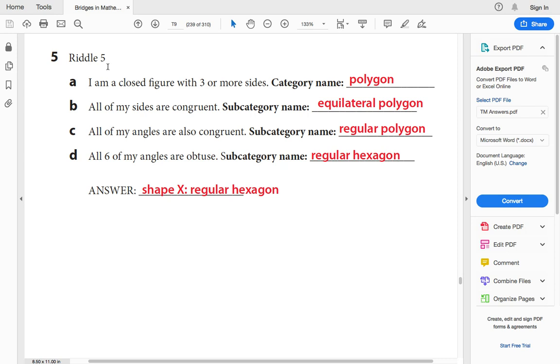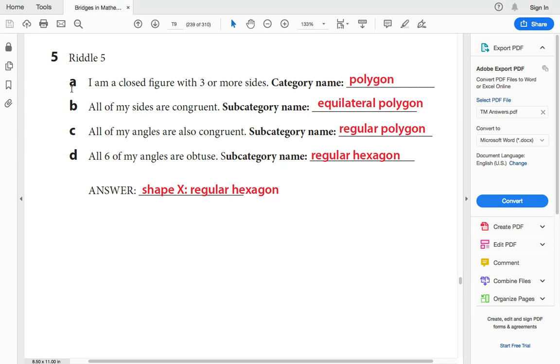and solve these riddles based on what we talked about a week before spring break. So, when you look at this riddle, you will see here that there's a category name, subcategory name, subcategory name, and subcategory name. This is because when you start with the category name, that is the most broad name to fit the description that they give you. And then as you go down in the subcategories, you get more and more specific.